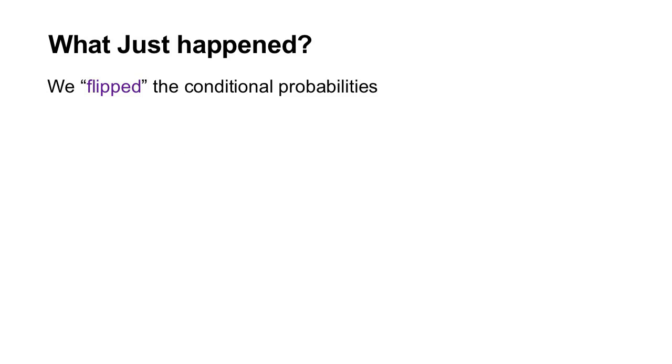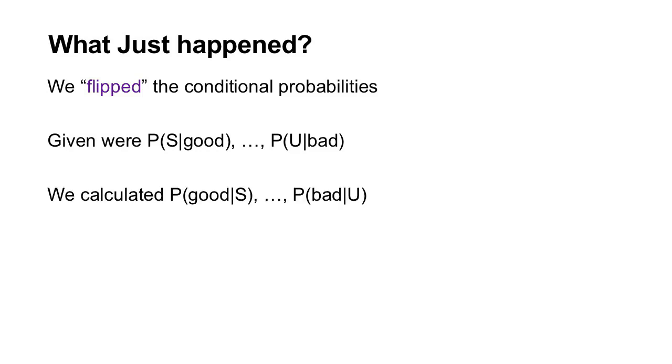So we were given the probabilities S given good, U given bad, and so on. And in the end, we calculated the reverse conditional probabilities of good given S, good given T, all the way to bad given U. Now, there's actually a very general approach to what we did in this little toy example. There's a general rule which does exactly what we just did, and that's this famous Bayes rule.